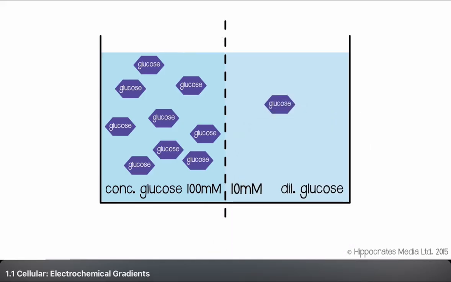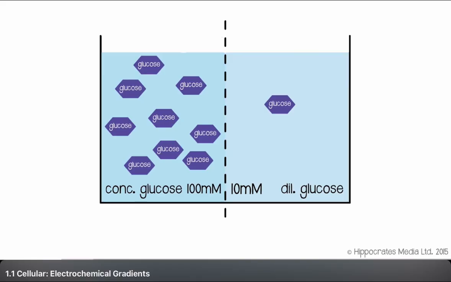Now, the membrane down the middle is going to be permeable only to glucose. We're going to say that it's not permeable to water at all. So this is not an osmosis experiment. We're not interested in water moving across the membrane. We're only interested in the movement of glucose. And the question is, what's the glucose going to do?